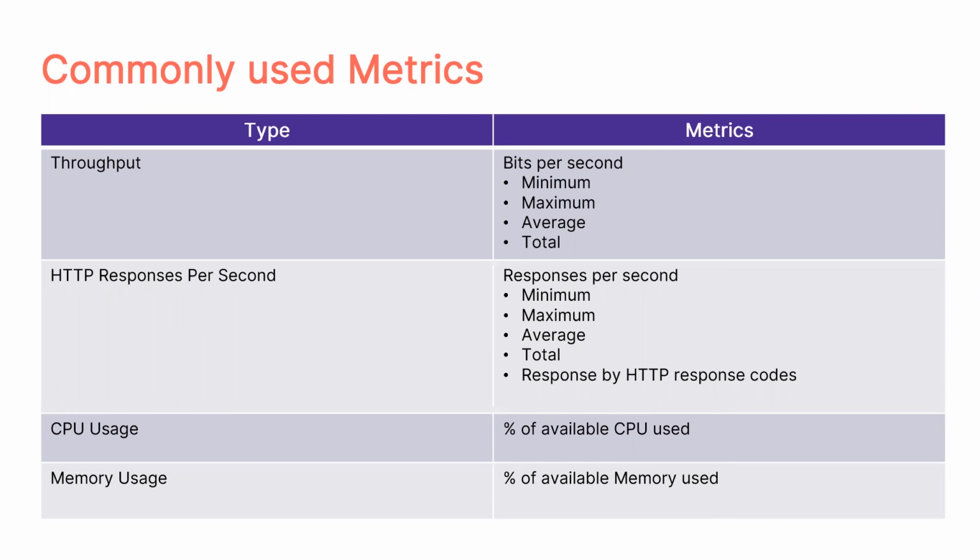The next will be the HTTP responses per second. It's mainly captured with the HTTP response codes. So how many successful responses, like 200, and how many internal server error responses, we calculate those with the minimum, maximum, and average.